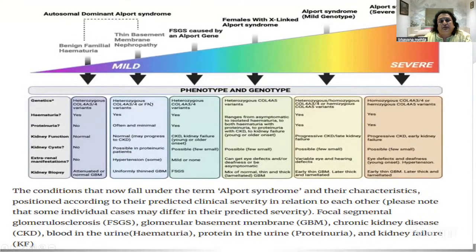Depending on the mode of inheritance, various phenotypes and genotypes are seen in Alport syndrome. In this figure, autosomal dominant inheritance usually has a milder clinical presentation as compared to X-linked inheritance, where the severity of symptoms is greater. In between, we have the presentation of FSGS and other milder symptoms.